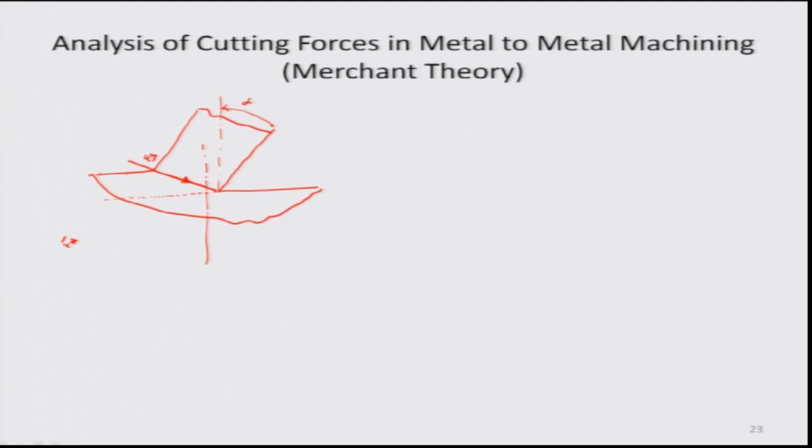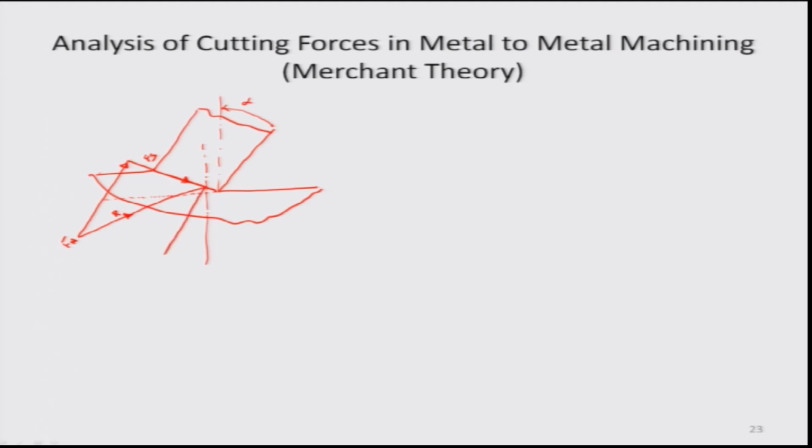So, this right here is Fn, and because of these two forces, there is a resultant reaction which would be applied to this particular point right about here, and this we consider to be the reaction R. Similarly, we have a component of the friction which is parallel to the rake face.